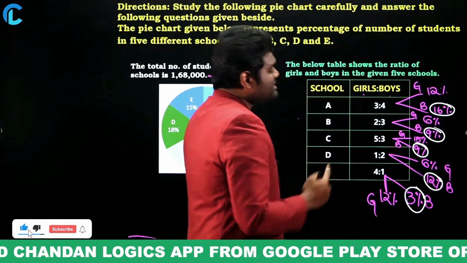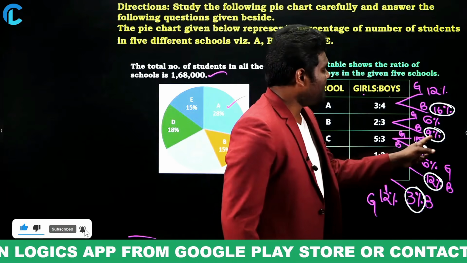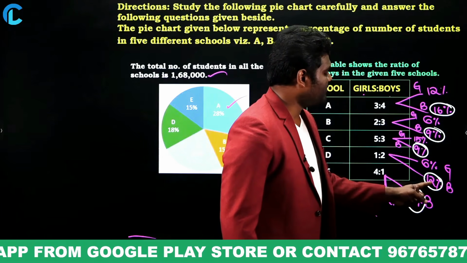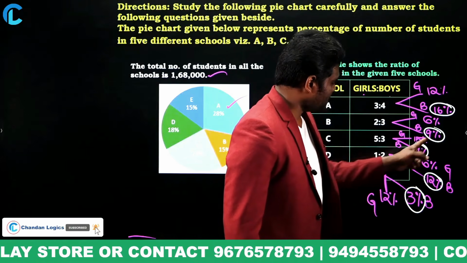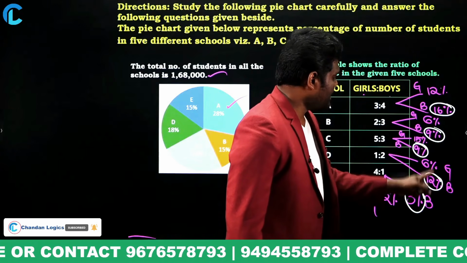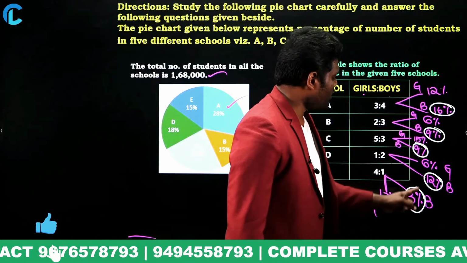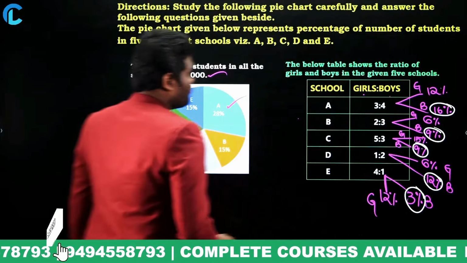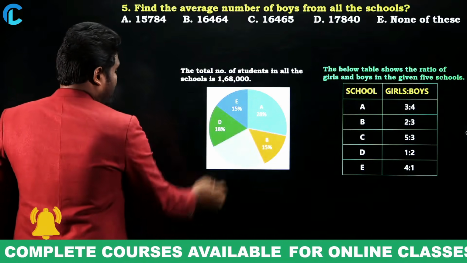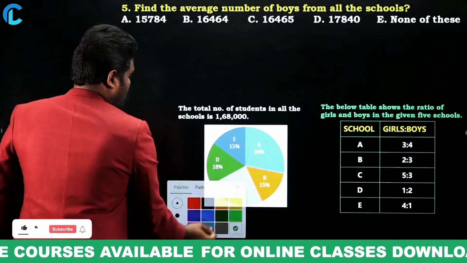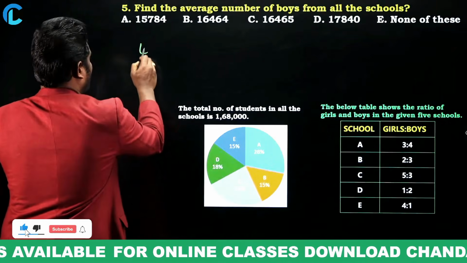Okay, so first of all, add. If you add 9 plus 9, 18. 18 plus 12, 30. 30 plus 16, 46. 46 plus 3, 49. So boys total is 49%. Okay.